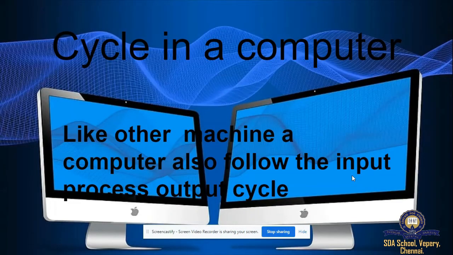In the same way, there is a cycle in a computer. What does cycle mean? Again and again doing input, process, and output. Input, process, and output is a cycle. Like other machines, the mixie and the washing machine you have seen, the computer also does the same cycle.